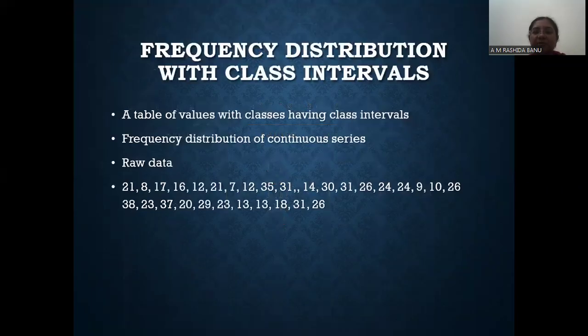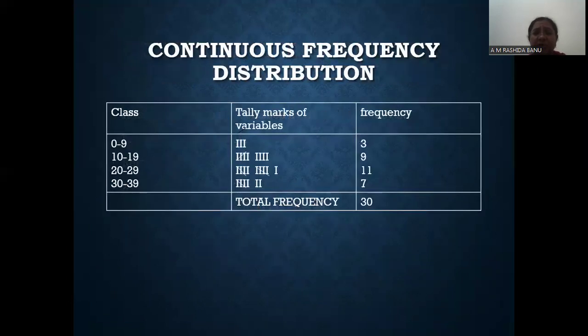Similarly, in frequency distribution with class interval also, the tables are made depending upon the class intervals. Here, it is the frequency distribution in a continuous series. So first we are collecting the raw data, and from that raw data we are preparing the array data, and after that we are representing it in the tabular column. So here we have taken the class intervals of 0 to 9, 10 to 19, 20 to 29, 30 to 39, and we have prepared the tallies, and depending upon that we have also prepared the frequency. So at the end we are getting a total of 30 frequency.